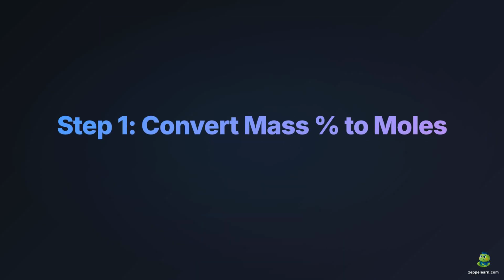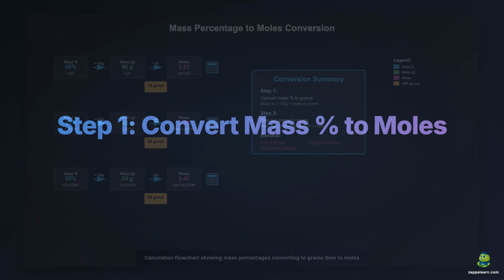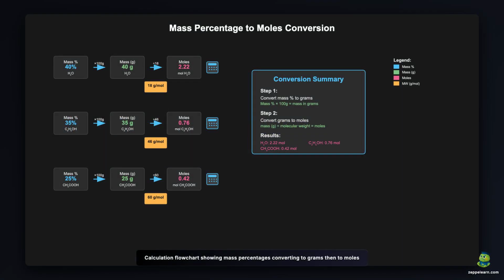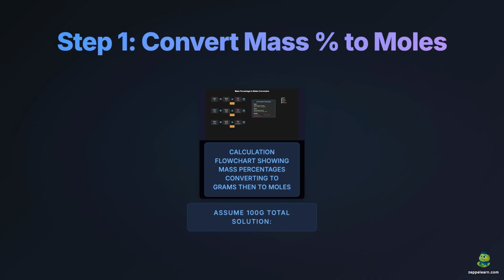First, we'll assume a 100-gram sample to convert mass percentages directly to grams, then calculate moles for each component. This flowchart shows how we convert from mass percentages to actual masses, then use molecular weights to find moles. Assuming 100 grams total solution makes our calculations straightforward.